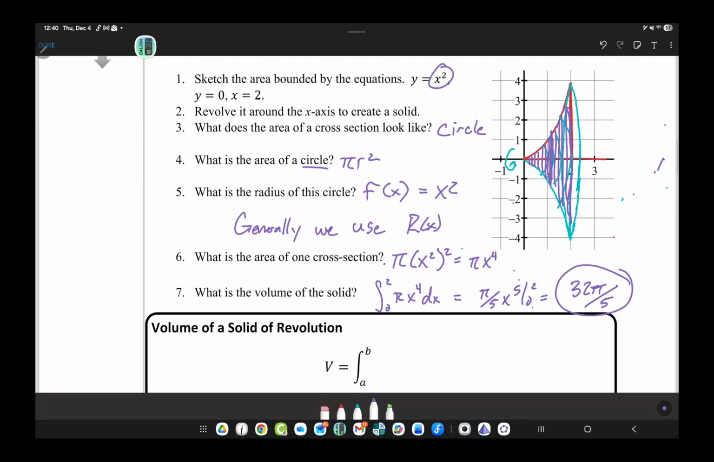Your answers on this are generally going to be in terms of pi. You're not going to want to use a calculator because this will most likely be on the non-calculator section of your test. So definitely practice your homework without a calculator.